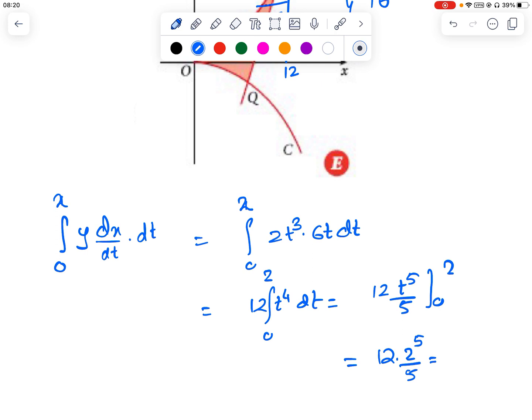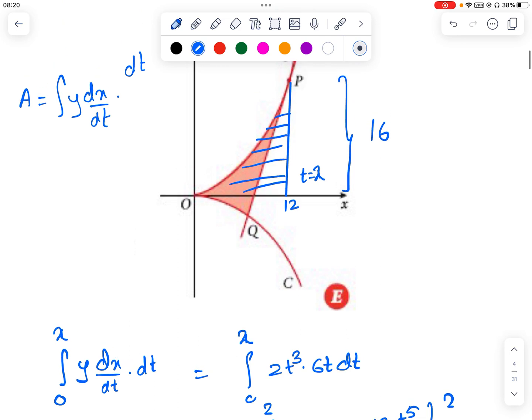So when I take the calculator and get the value of 12 times 32, I should get the answer in the form of a fraction, because now we are getting only the part below the curve. So 12 times 32 will be giving me 384 upon 5.